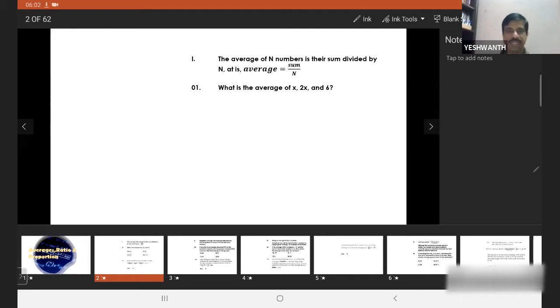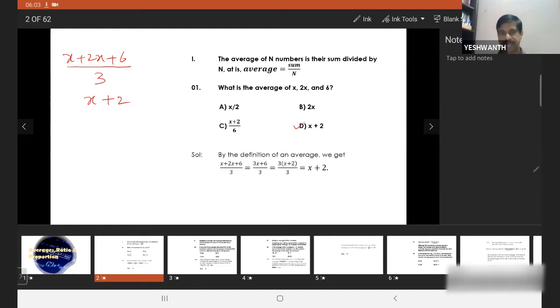Now, what is the average of x, 2x, and 6? There are three numbers there. So the average is x plus 2x plus 6, as we have added three numbers, divided by 3. So this is x plus 2. So the average of those three numbers is that. So the option is D. Now let's move to the next one.